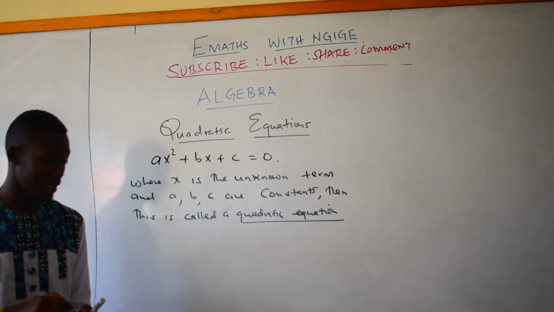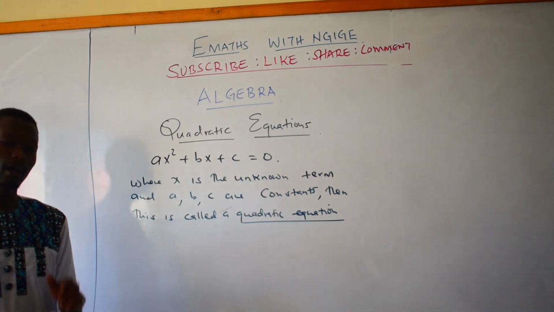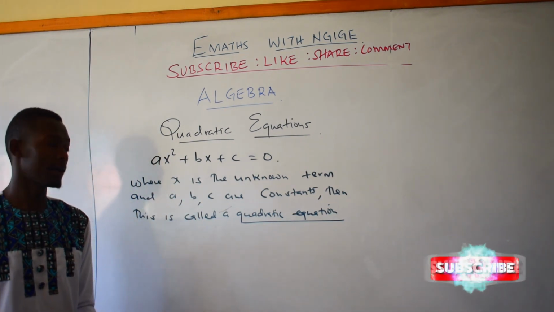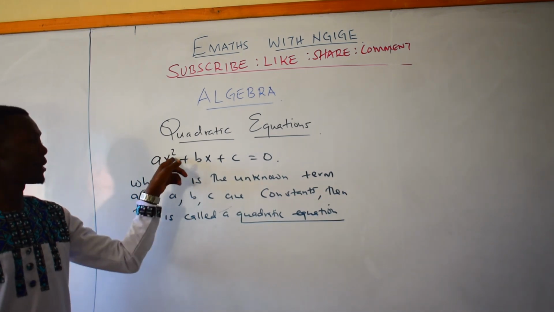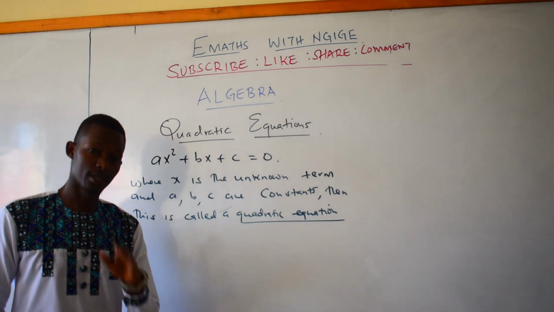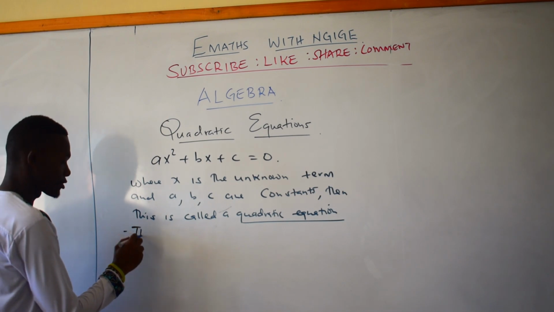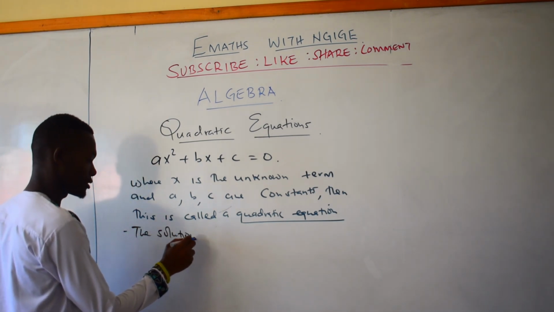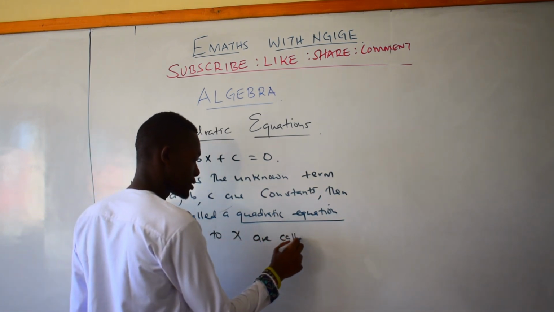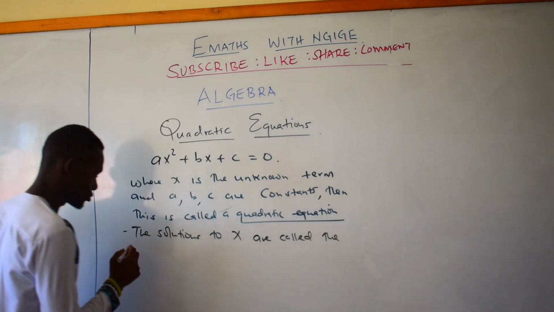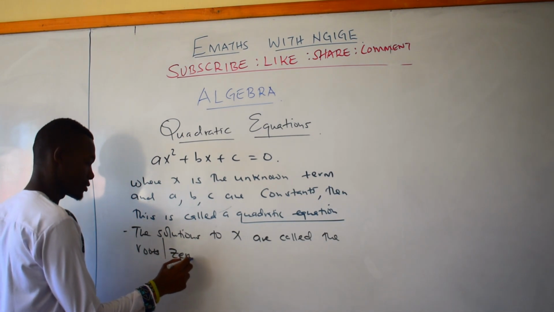So quadratic equations are given in this form: ax squared plus bx plus c, where the highest degree in terms of the power is 2. So when you have the unknown having a power of 2, then that one is a quadratic equation. Now the solutions to x are called the roots, or another name is also called the zeros.